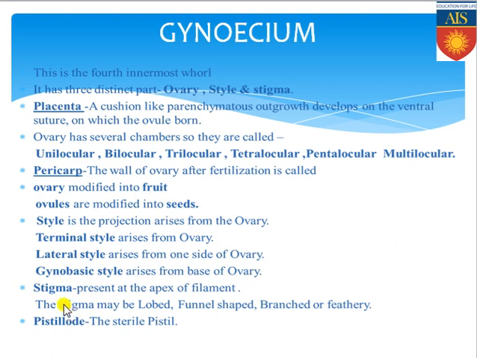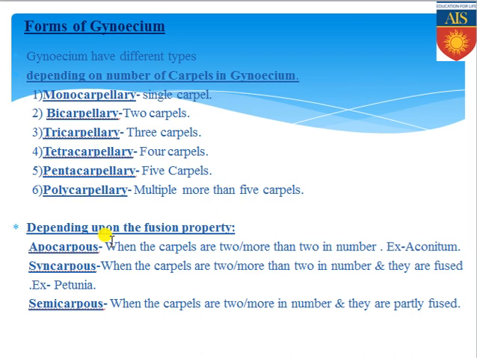Coming to the next point, that is regarding the stigma. It is the uppermost part of the gynoecium, present at the apex, and the stigma can be bilobed or lobed, funnel shaped also, and branched or feathery, okay, and also sticky sometimes. Pistillode: in any flower, if the pistil portion is sterile, at that time it is known as a pistillode flower. And keep it in your mind, if the pistil or the gynoecium is present, those flowers are known as pistillate flowers. Pistillate means the pistil is present, and if it is sterile, it is pistillode.